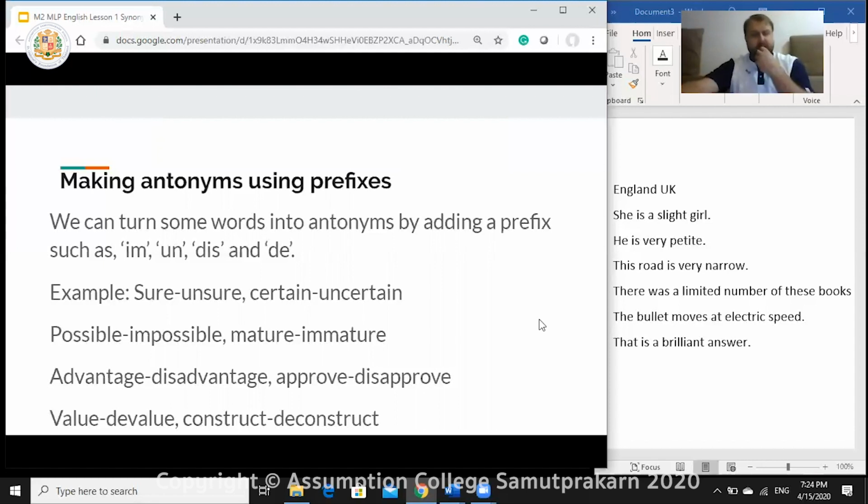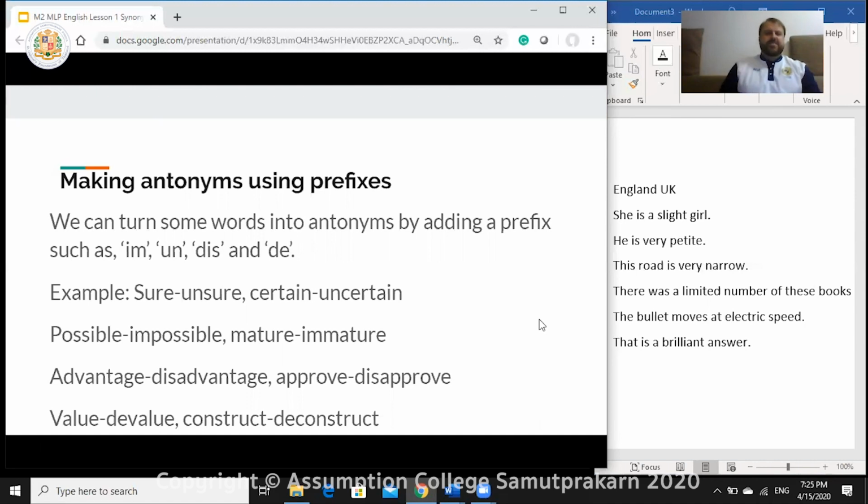Okay? Number one, possible. Possible. Can it be done? Is it possible? No, this is impossible. It cannot be done. Mature means you behave like an adult. The antonym of mature is immature. You behave like a child. You're not an adult in your behavior yet.